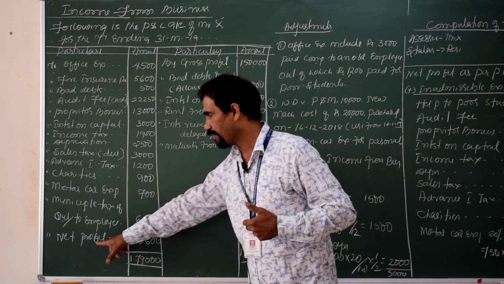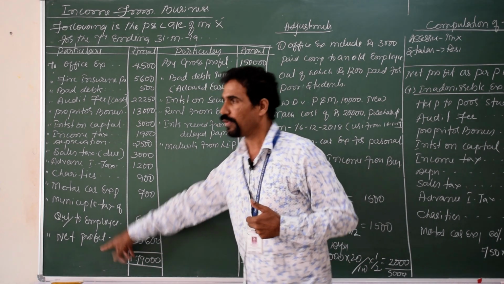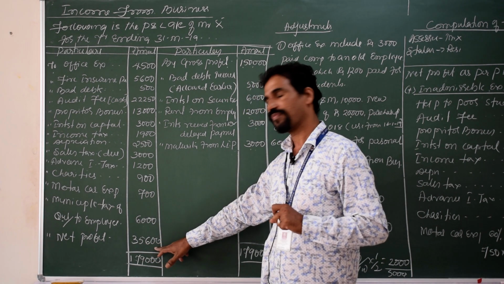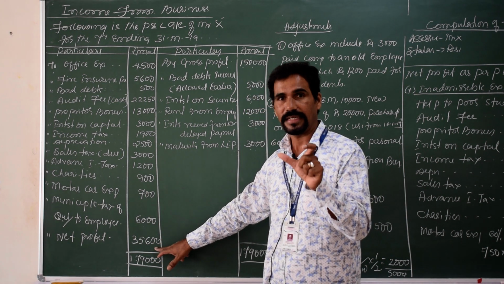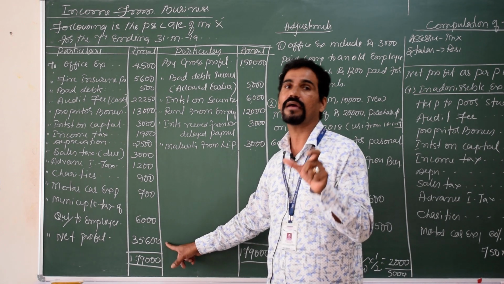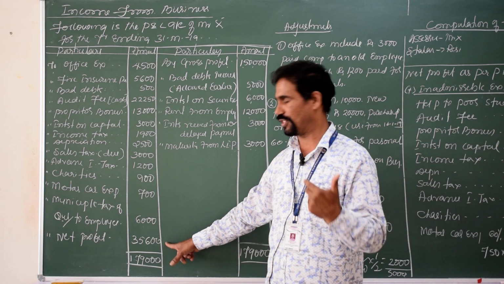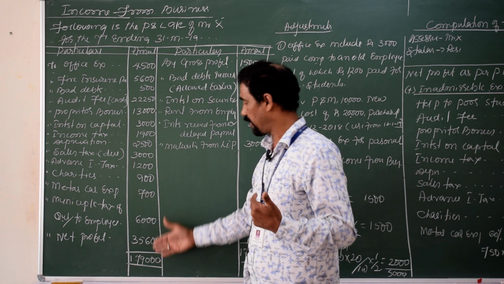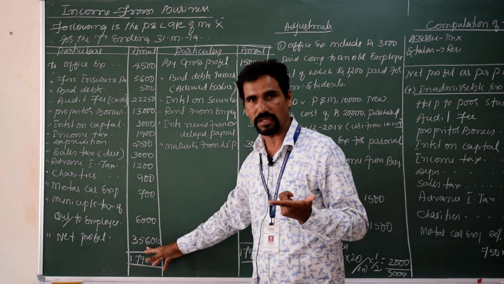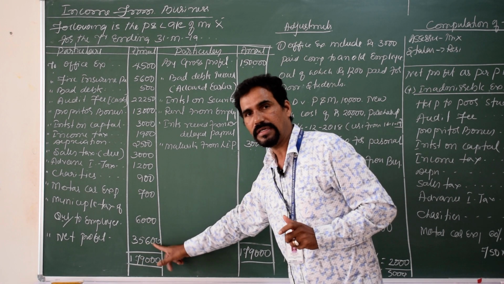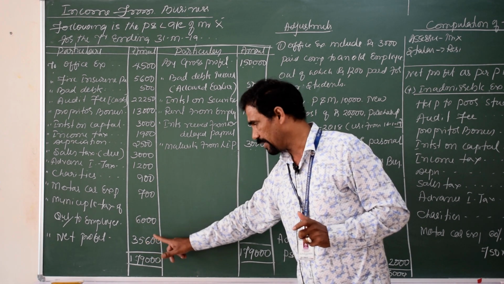So, finally, we are coming to the net profit. What is the net profit of this question? 35,600. So, he has given a net profit of 35,600. Is it fair or unfair? It is the main question. Is this net value correct as per the business information, is it right or wrong? We are going to check the actual net profit of the business, the actual income from the business.